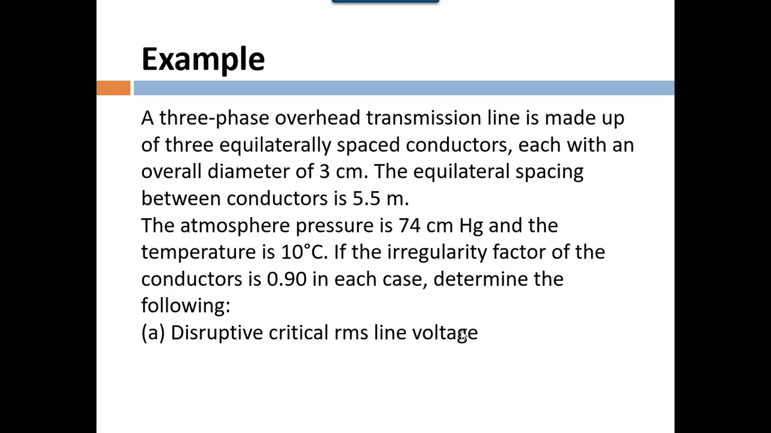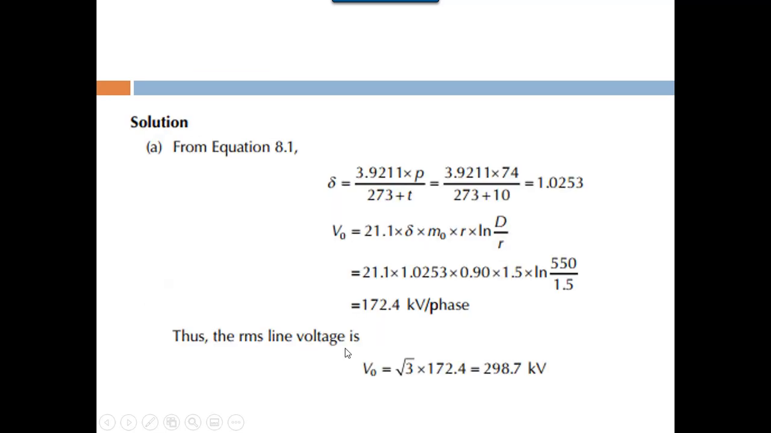Now this is an example. A three-phase overhead transmission line is made up of three equilaterally spaced conductors, each with an overall diameter of 3 centimeter. The equilateral spacing between the conductors is 5.5 meter. The atmospheric pressure is 74 centimeter and the temperature is 10 degree. If the irregularity factor of the conductor is 0.9, determine the following. Number one, the disruptive critical RMS line voltage.